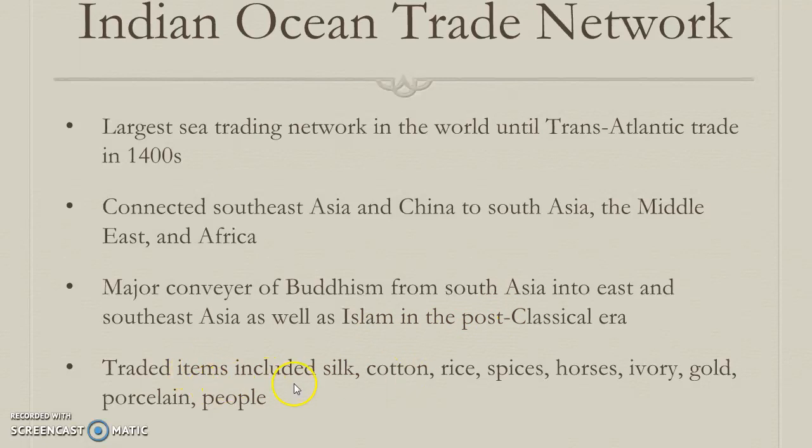And a lot of the items that were traded were more mass-produced items or bigger, bulkier items. You're not going to ship lumber on the Silk Roads because how much lumber can a camel carry? But on a ship, you can carry a lot more lumber. So some of the bulkier items went on the Indian Ocean trade route.